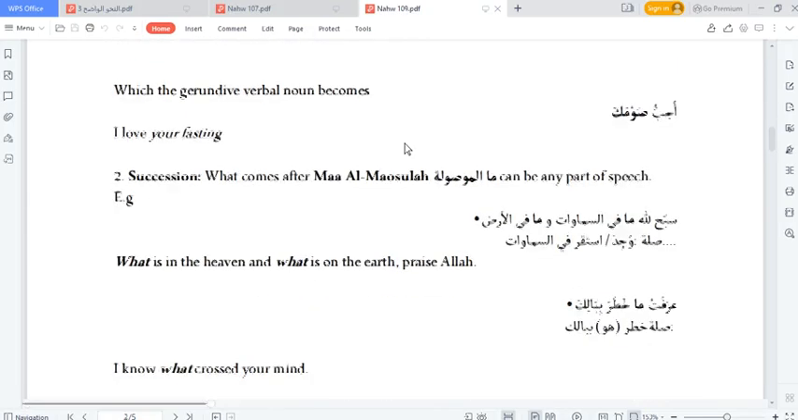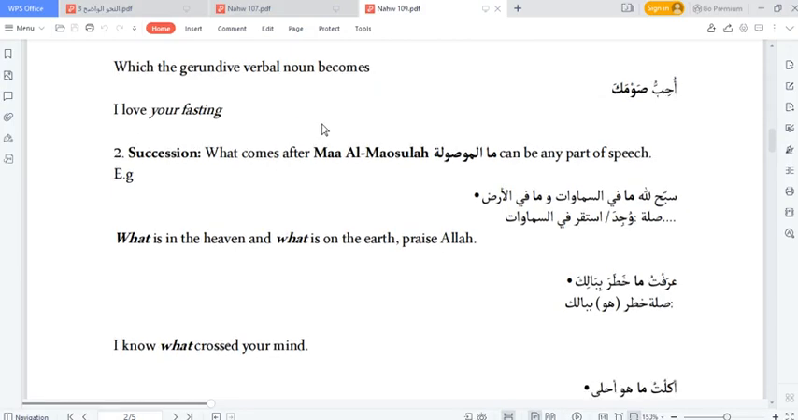Okay, why the gerundive? Ma al-masdariya plus fi'l can be changed to a masdar. So it will be uhibbu sawmaka, to show you that it can be changed. I love your fasting.